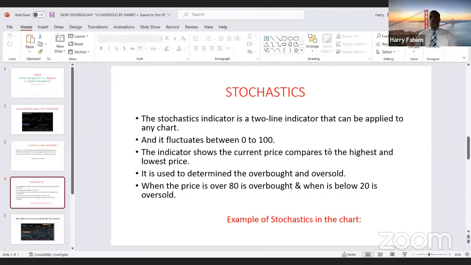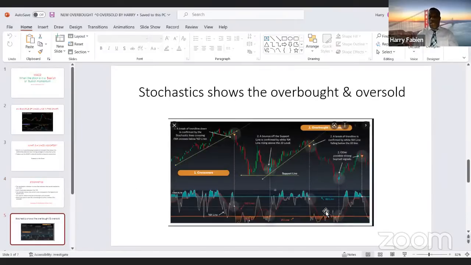So how to know when it's overbought? You're going to have two lines. You have a line that says 80, and you have another line down that says 20. Whenever the line goes over 80, the stock is overbought. Whenever the line goes below 20, simple, it is oversold. So it's time to buy. So here are the two lines. The stochastic shows the overbought and oversold.